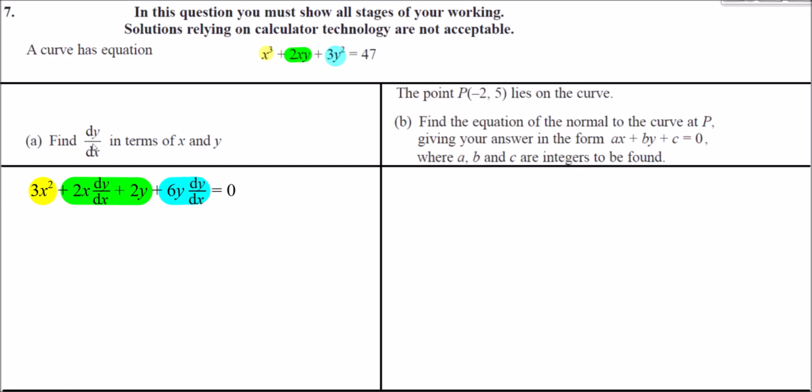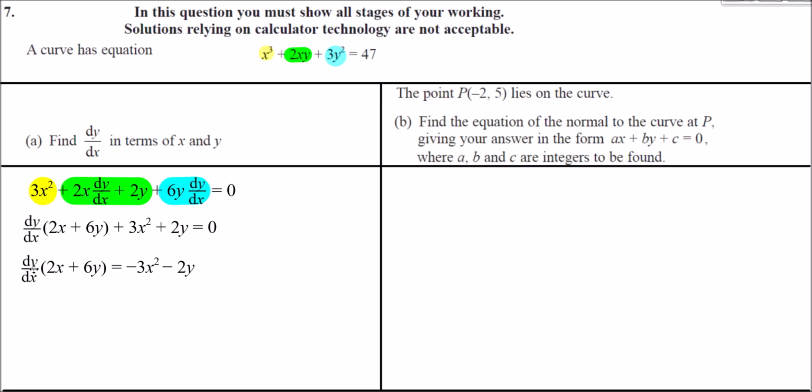We want to isolate dy by dx now. So I've got 2 terms with dy by dx in them. So if I factorise out dy by dx now, I'll get that dy by dx brackets 2x here plus 6y there, plus that 3y squared plus 2y equals 0. If I subtract 3x squared and 2y from both sides, I get that dy by dx multiplied by 2x plus 6y equals minus 3x squared minus 2y.